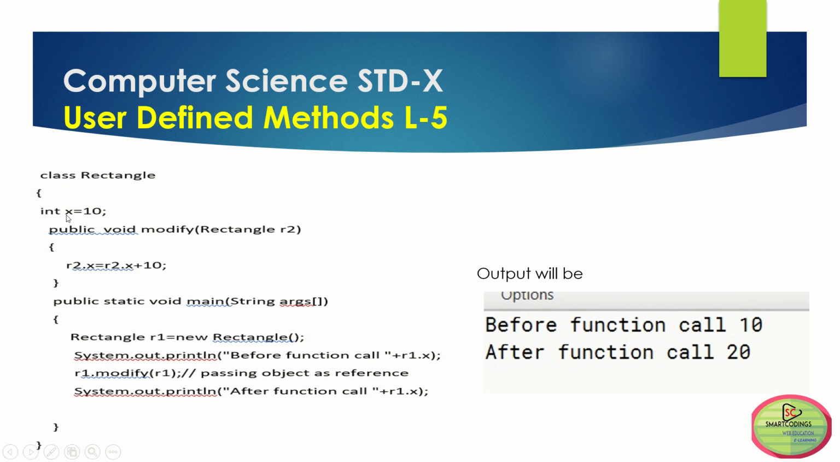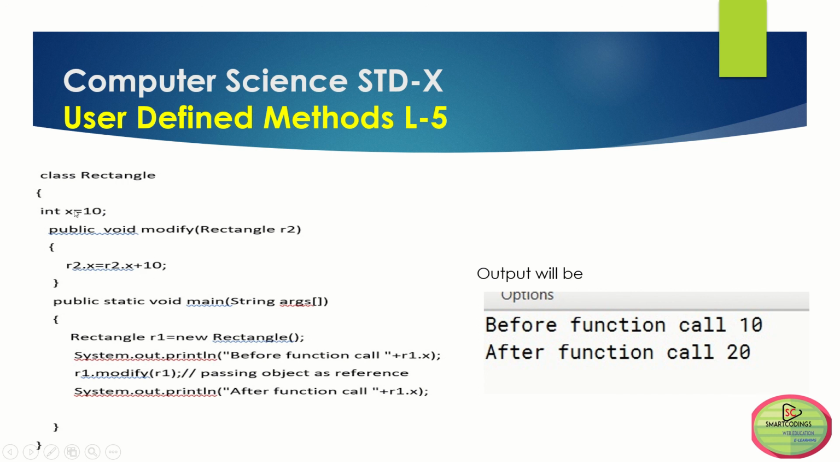Suppose first class Rectangle, then int x is an instance variable that has value 10. Now there is a function called modify, where I am passing an object type reference. See, Rectangle is a class type. So Rectangle R2 means R2 is a reference type. Reference type means class type, that is an object type. So R2 is object type. So R2.x has what value? 10.